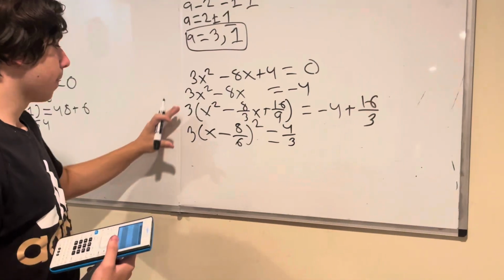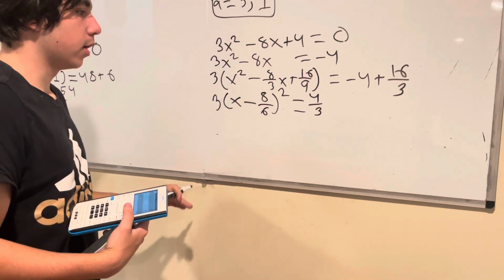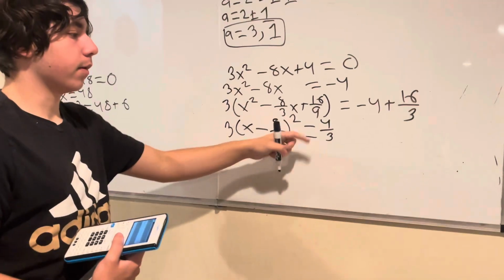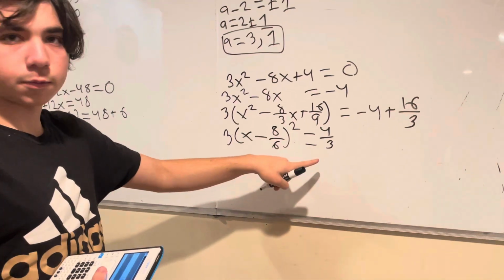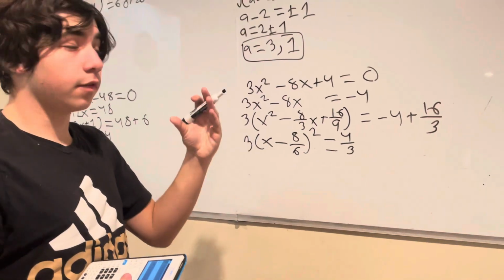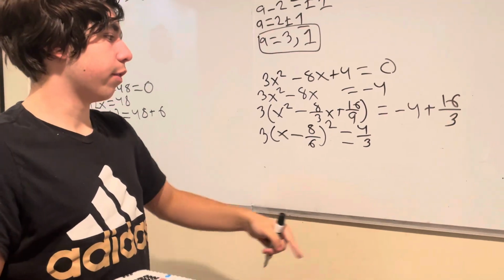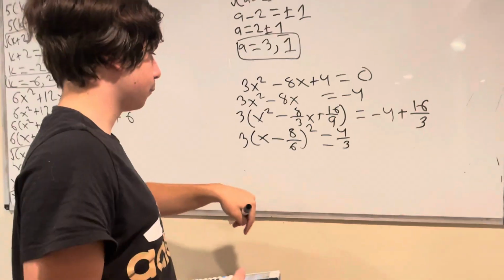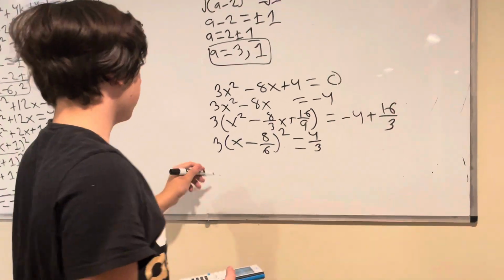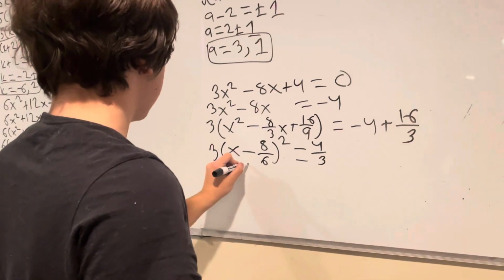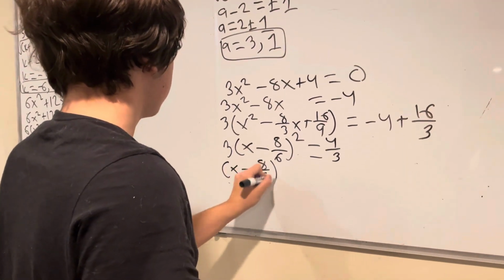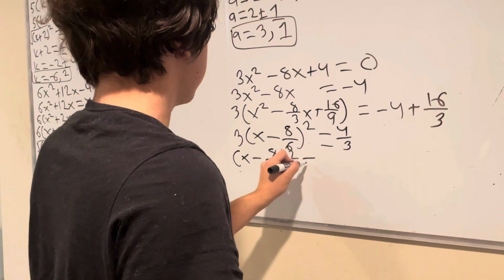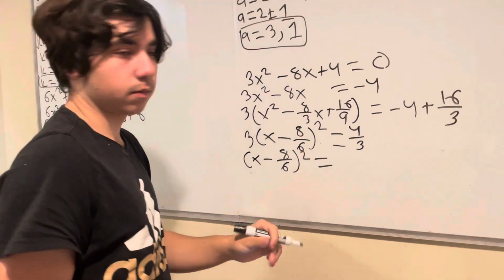Okay. Divide both sides of the equation by 3. If I divide both sides of the equation by 3, I get 4 thirds divided by 3, which is multiplying by 1 third. So all we do is multiply that denominator by 3. Okay. So I get x minus 8 sixths squared is equal to 4 ninths.